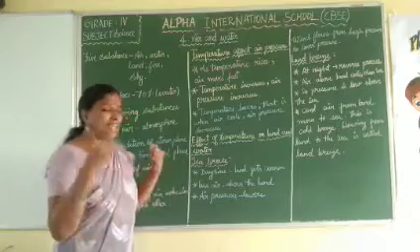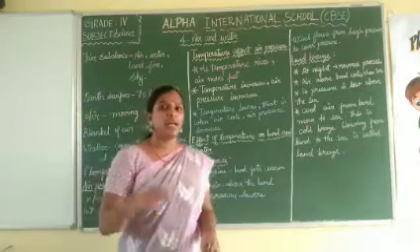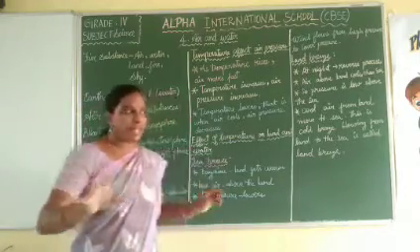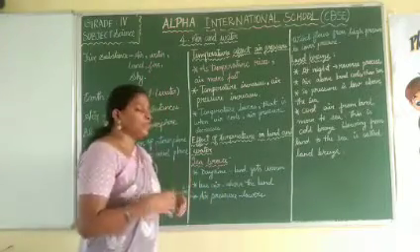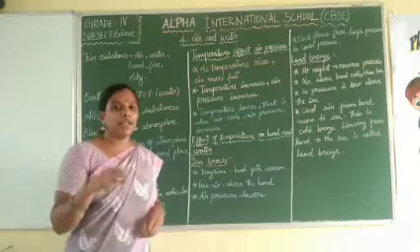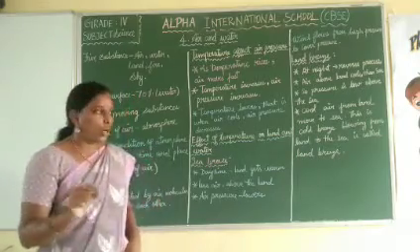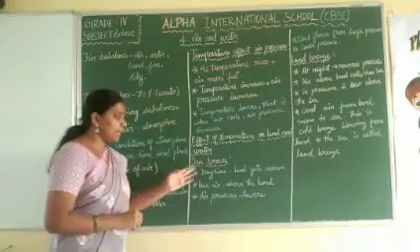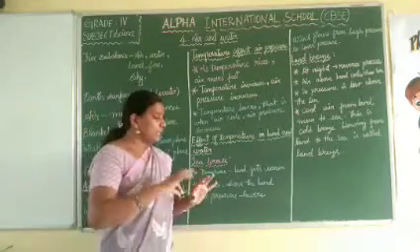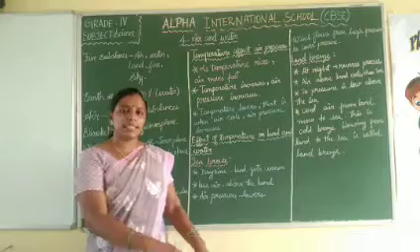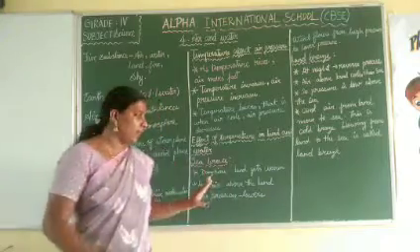Then what are the effects of temperature on land and water? This is basically about air and water. What effect will temperature have on land and water? First we will see the sea breeze. Sea breeze means the air which comes from the sea.